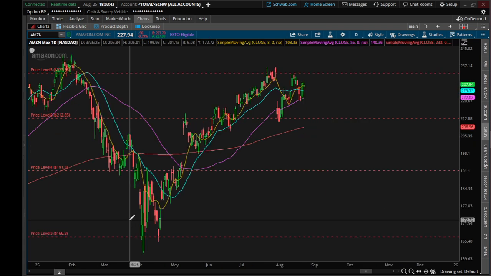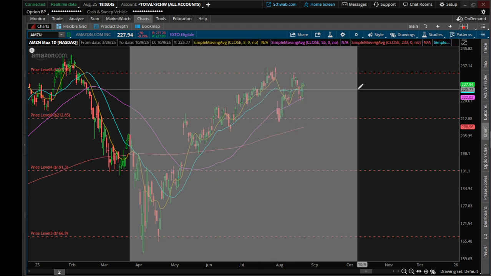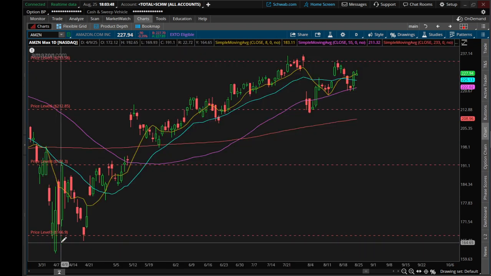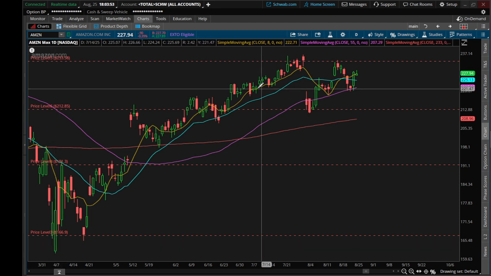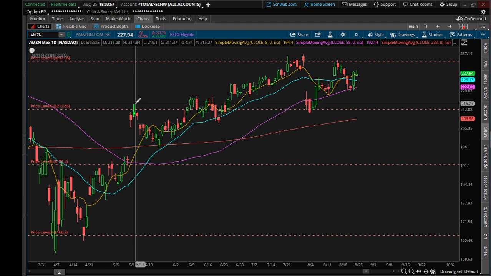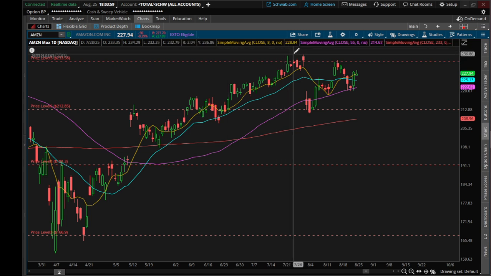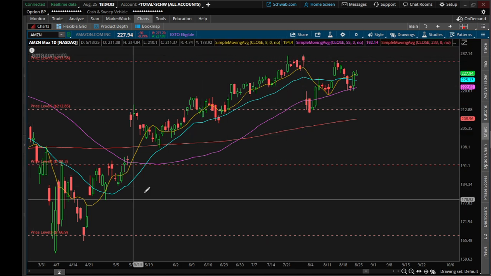Okay, we're going to focus on this entire move here. So this started at April 9th, April 8th, I think is what it really was, April 7th. Then I see a correction here at May 1st, and then finally it ended here at July 31st.